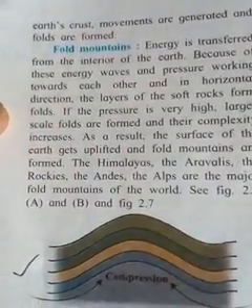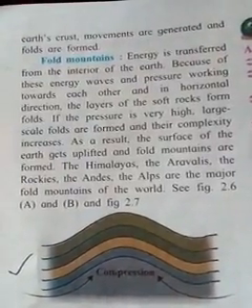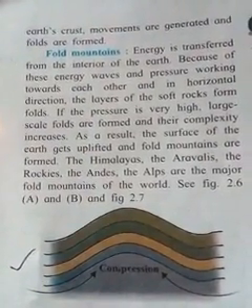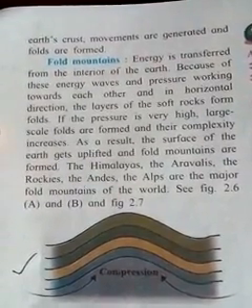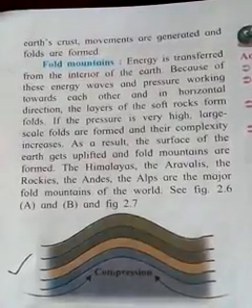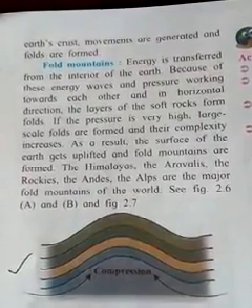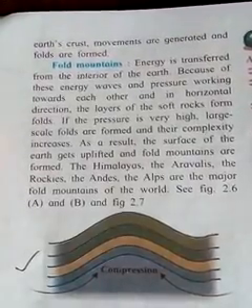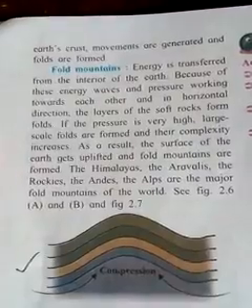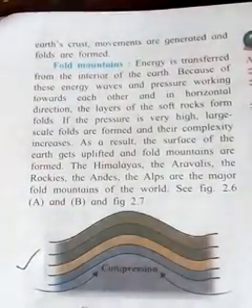And here is given the first type of mountain, which is known as the fold mountain. Energy is transferred from the interior of the earth. Because of this energy, waves and pressure work toward each other in the horizontal direction, and the layers of soft rock form folds. If the pressure is very high, large scale folds are formed and their complexity increases. As a result the surface of the earth gets uplifted and fold mountains are formed. The Himalaya, the Aravalli, the Rockies, the Andes and the Alps are the major fold mountains of the world.